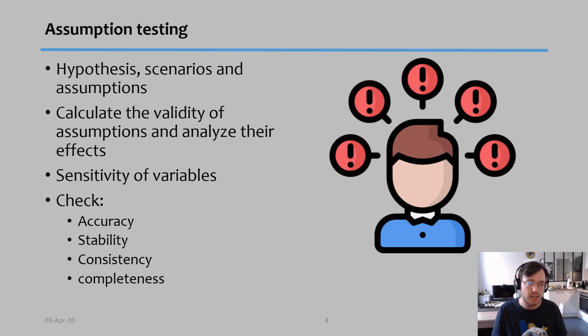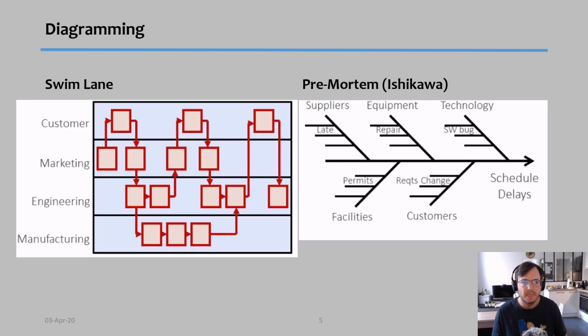The objective here is to understand which variables affect the project the most. This can be extremely complex, or it can be done in a more simplistic way with more basic tools, but still, for me it's a great tool because it really allows you to see the impact of something on your project. The objective is always to calculate accuracy, stability, consistency and completeness, and therefore it can get quite complex.